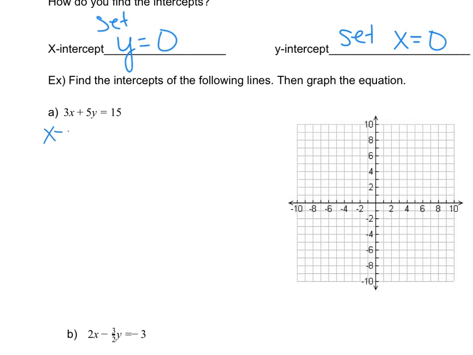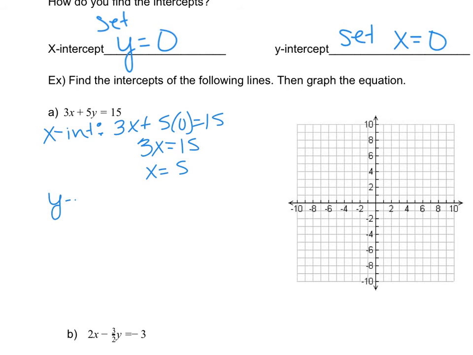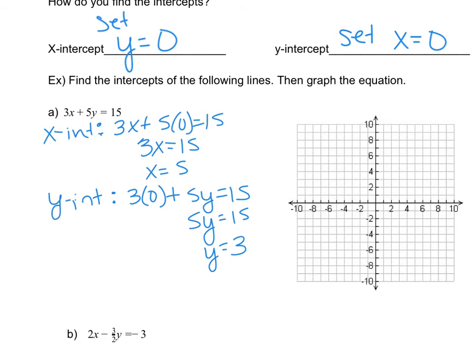So the x-intercept is when y equals 0. So that will be 3x plus 5 times 0 equals 15. That's 3x equals 15, so x would equal 5. So the x-intercept's at 5. And the y-intercept is when x equals 0, so that would be 3 times 0 plus 5y equals 15. 5y equals 15, so y equals 3.